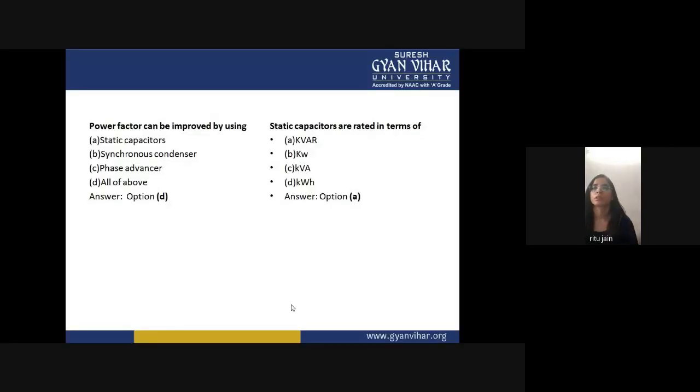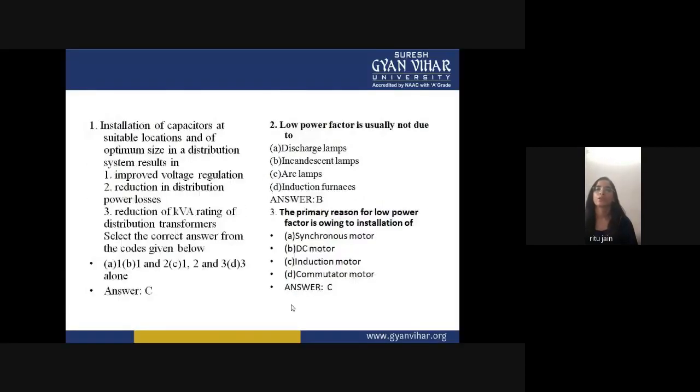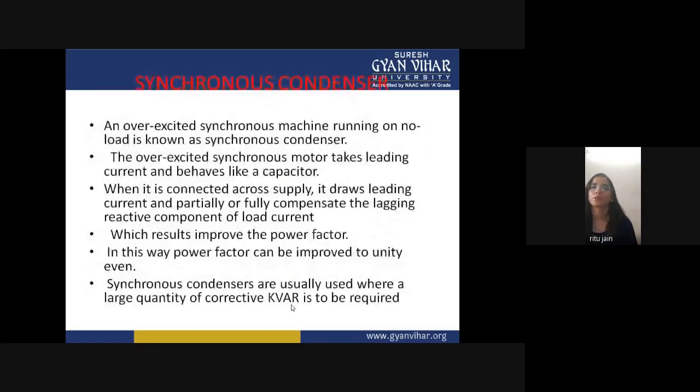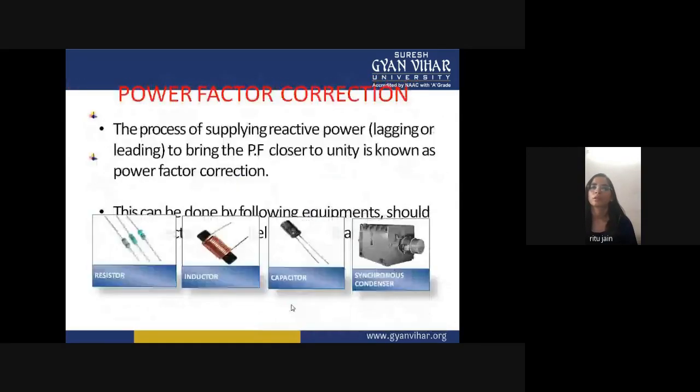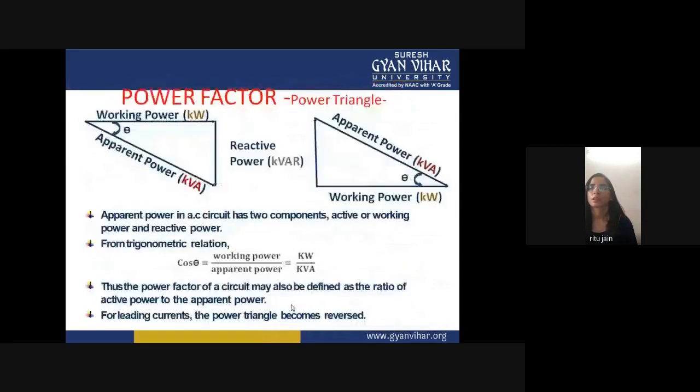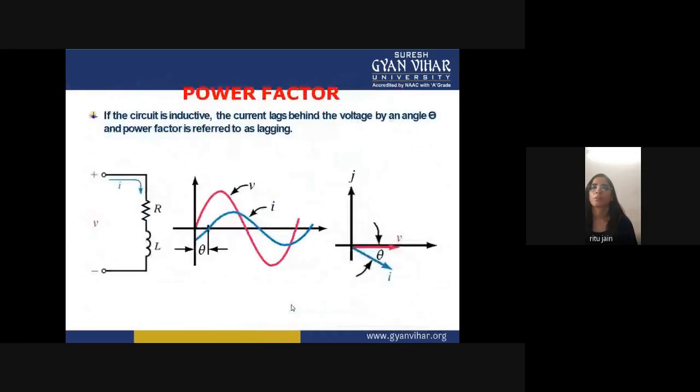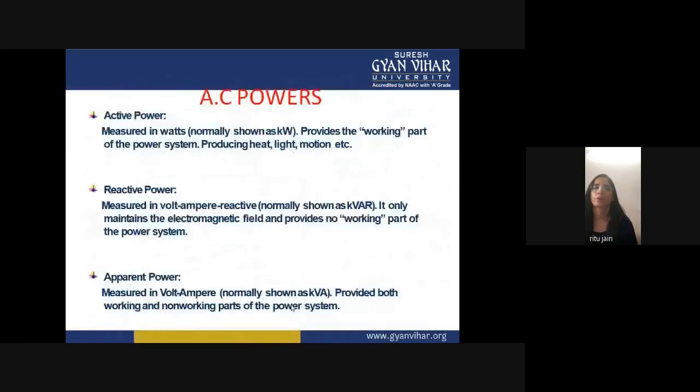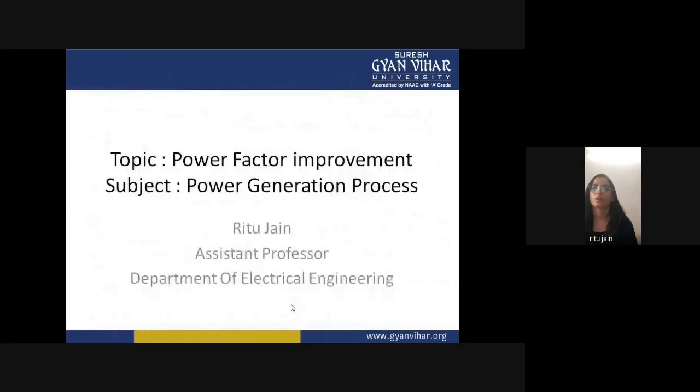So this is all about this lecture. If you have any questions or doubts, you can ask in our next lecture. This is all about power factor, and I hope you are now able to understand what power factor is and what the different methods are which can be used for power factor correction. Thank you.